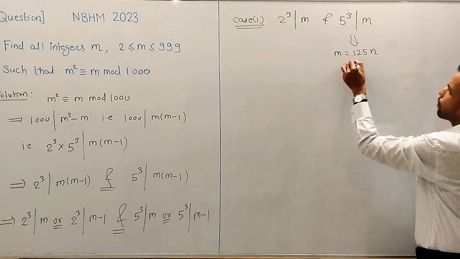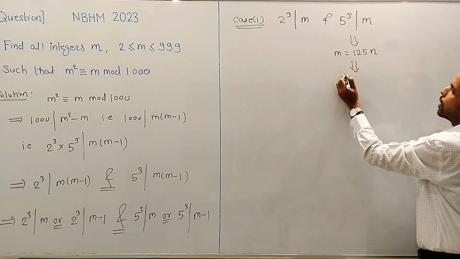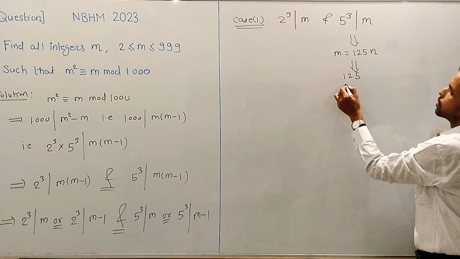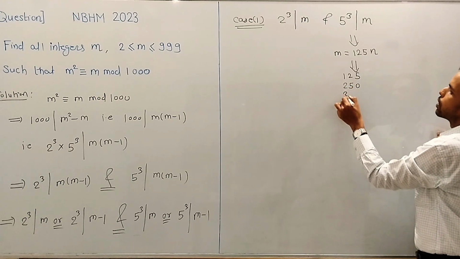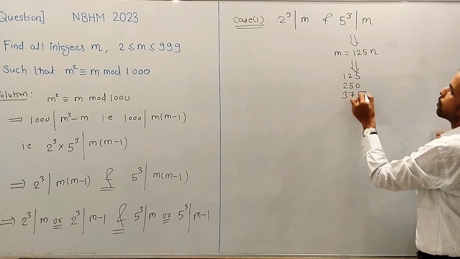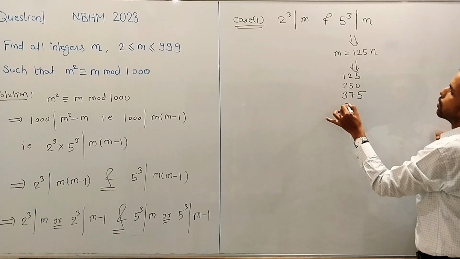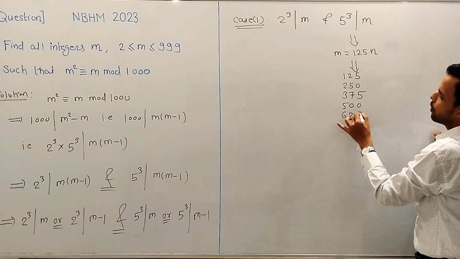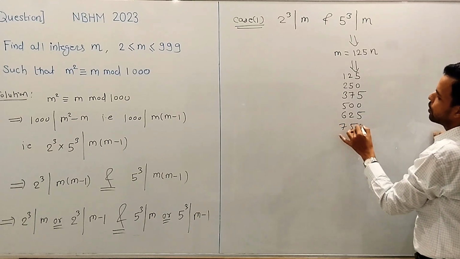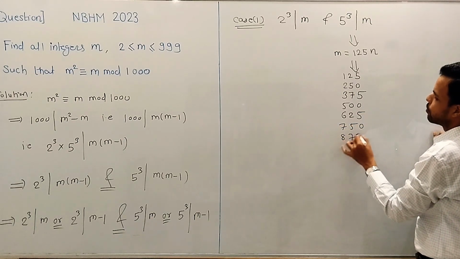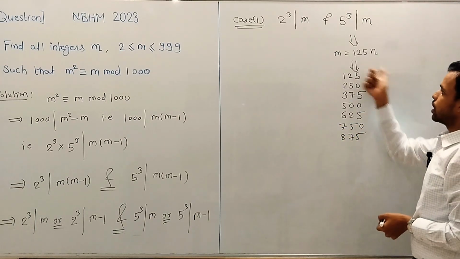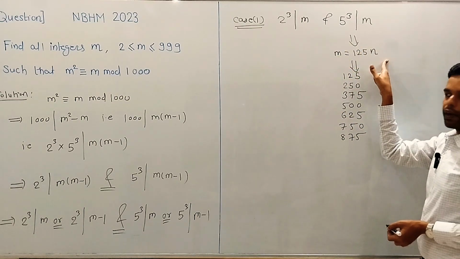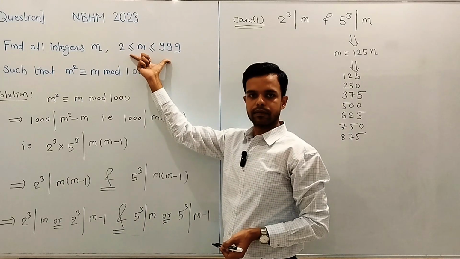So the possible values of m are 125, 125 times 2, that is 250, 375, and 500, 625, 750, 875. These are the only values of m which are multiples of 125 and lie in this range.